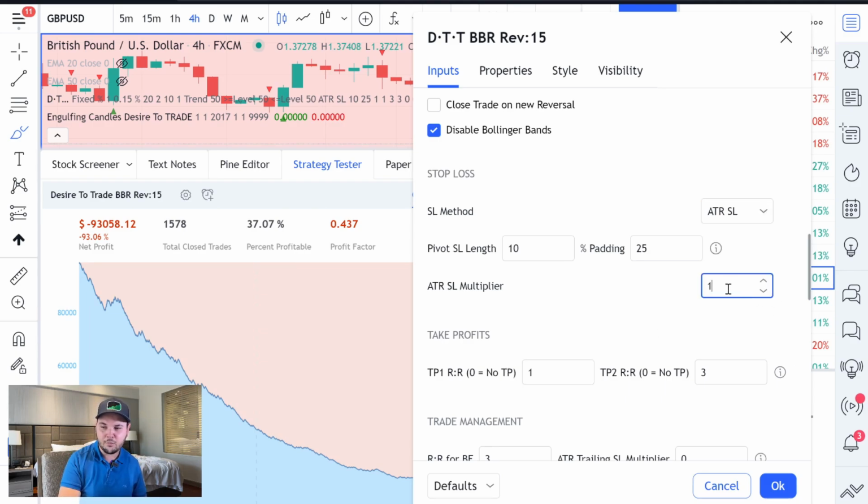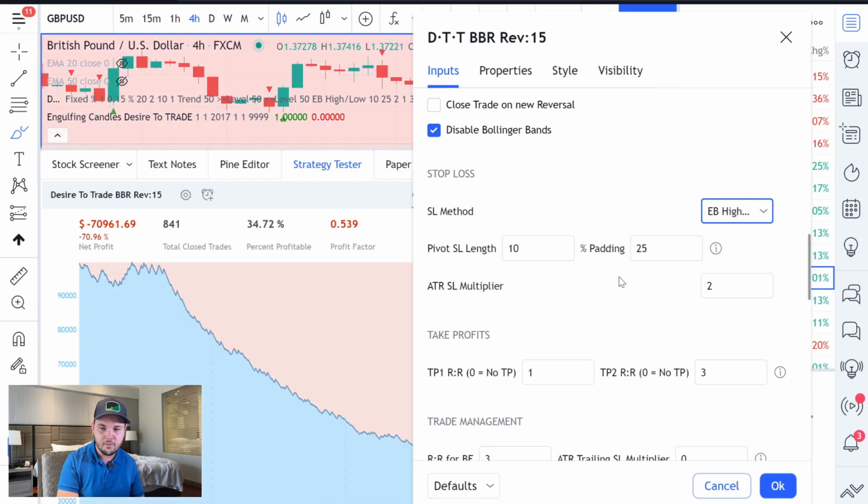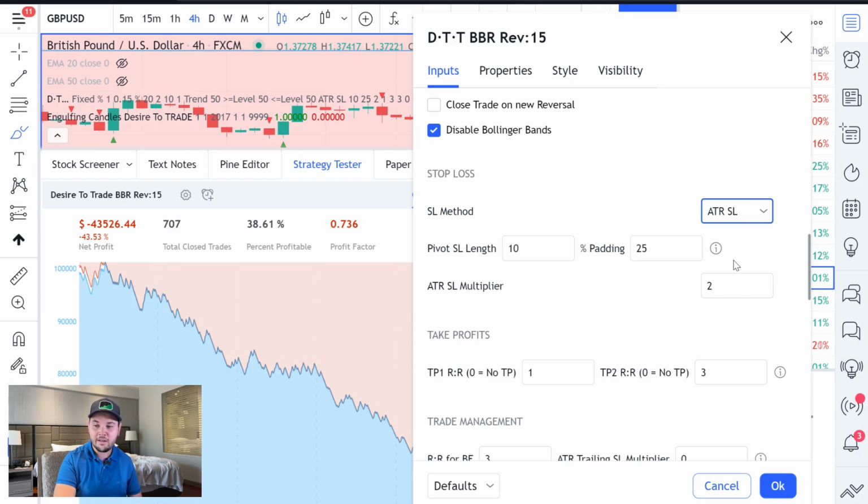And we are at 1 ATR. Let's see what we get with 2. 2 is definitely more safe. So 38, okay, 0.73, not bad. Now what if we go back to our engulfing candle high and low? 34. So you can see that using ATR in that particular case is better.